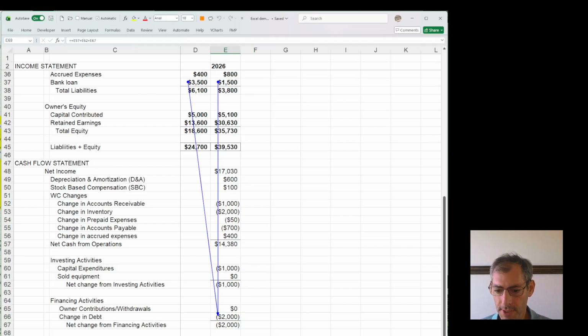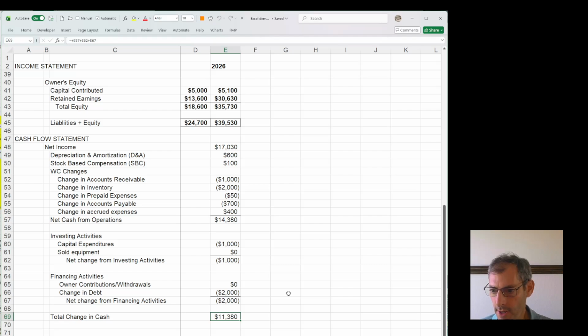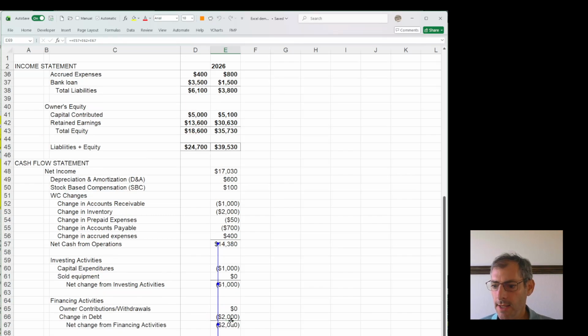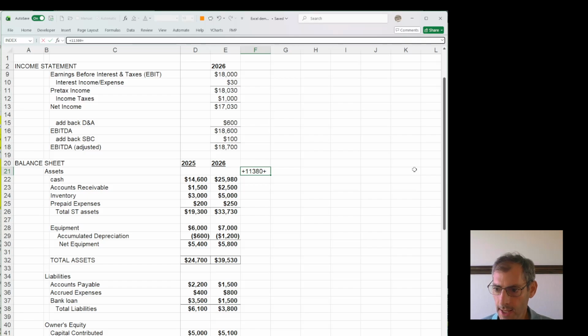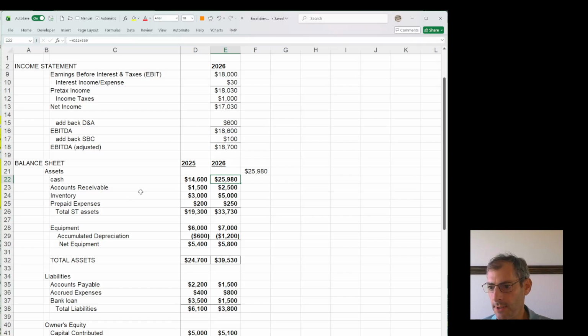Okay? And now, if you've done everything correctly, you're going to take your cash flow statement, take the operations and the investing activities and the financing activities, and I'm going to get a total change in cash of 11,380. And if I take that 11,380 and add it to what the cash balance was before, I'm going to get what the current cash balance is, 25,980.